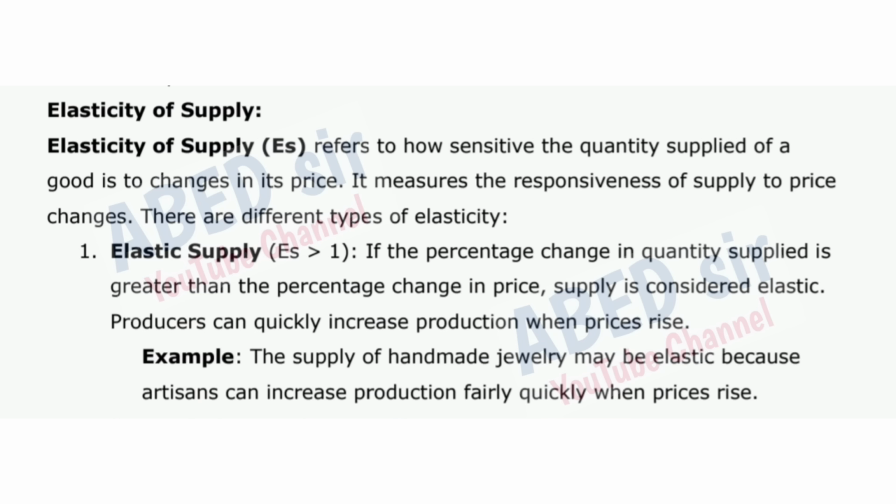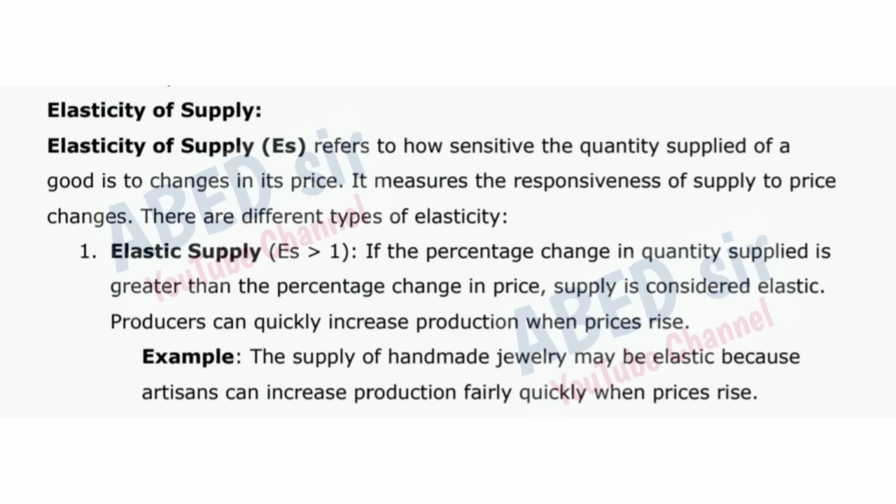Elasticity of supply, or ES, refers to how sensitive the quantity supplied of a good is to changes in its price. It measures the responsiveness of supply to price changes. There are different types of elasticity. 1. Elastic supply. If the percentage change in quantity supplied is greater than the percentage change in price, supply is considered elastic.